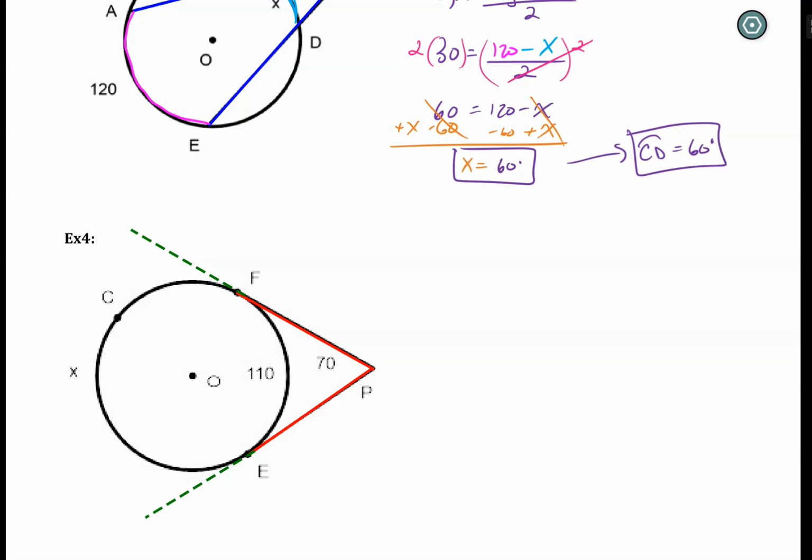Once I identify that I have that exterior angle, we're going to have the exterior angle is equal to the big arc minus the little arc divided by 2. So I've got 70 is equal to, again, big arc in this particular case is the further one away from the angle. So that's the x. The closer one is the interior one, which is 110.